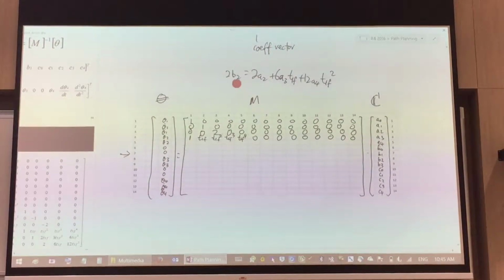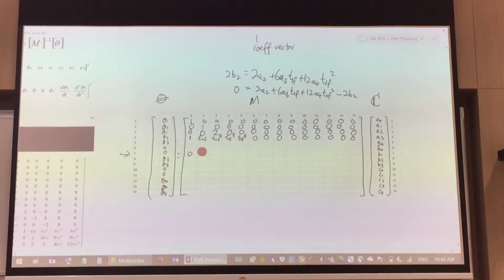The way to do this is that you must move this to the right hand side. So 2A2 plus 6A3 T1F plus 12A4 T1F squared minus 2B2. Then you can formulate your M matrix, because now your theta is equal to 0. That's why you have this 0. So I just fill in that line, and then you could have a check. Have you gotten it right?